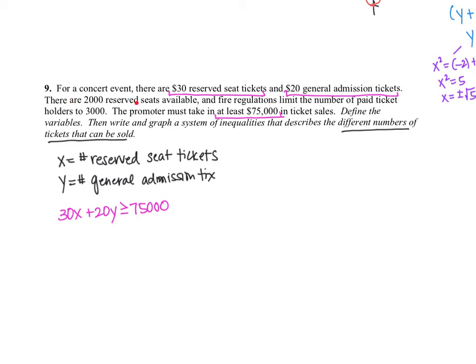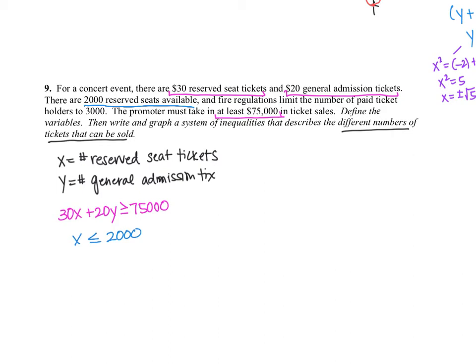Okay, let me read it again and look for the next information. There are 2,000 reserved seat tickets available. Which one is reserved seats? Reserved seats are x. Okay, there's 2,000. So I might sell exactly 2,000, but I might sell less. I just can't sell more because there's only 2,000 seats.